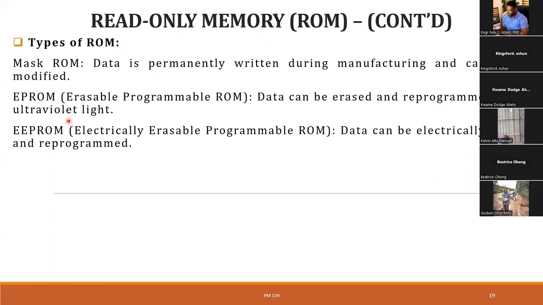These are the types that exist. We have the mask ROM, the EPROM, and the EEPROM. The mask ROM: data is permanently written during manufacturing and cannot be modified. The erasable programmable ROM, which is the EPROM: data can be erased and reprogrammed using ultraviolet light. And we have the final type of ROM, which is the electrically erasable programmable ROM: data can be electrically erased and reprogrammed. So these are the three types of ROMs that exist.